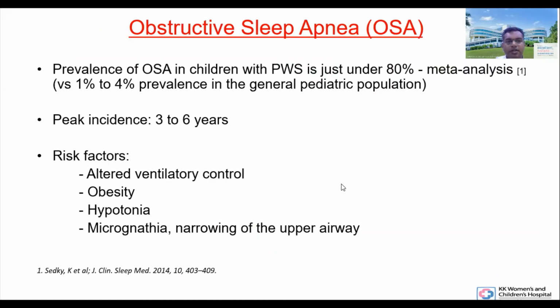So obstructive sleep apnea: there is a very high prevalence of OSA in Prader-Willi syndrome, supposed to be up to 80%, which the meta-analysis shows, which is very high compared to the prevalence in the general pediatric population, about 1 to 4%. And peak incidence is between 3 to 6 years of age, where you expect adenoidal and tonsillar hypertrophy coming into place. Risk factors, as we discussed before: they have altered ventilatory control, hypotonia, obesity, and micrognathia, causing narrowing of the upper airway. All contribute to obstructive sleep apnea.